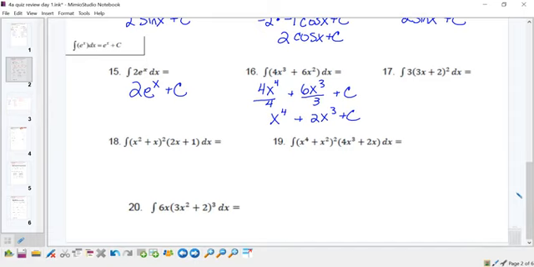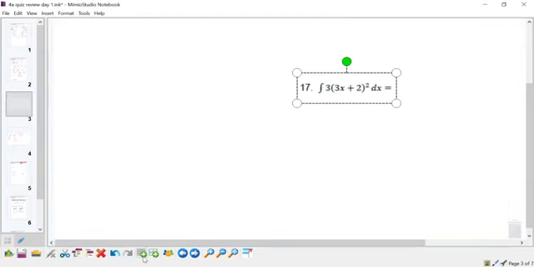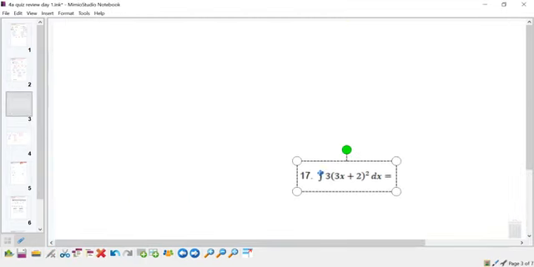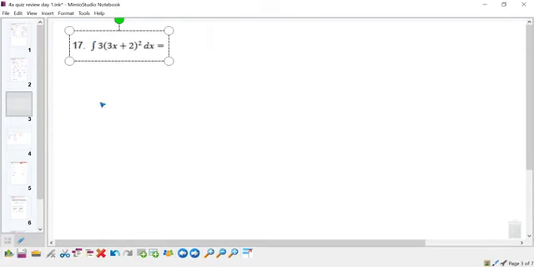Now for 17, your choice is, because it's only a squared power, I can do 3x plus 2 times 3x plus 2, or you could try u substitution. It's a personal preference. One way may not work. I don't know if the u substitution would work. So let's try it with the u substitution, and then I'll do the algebra way.